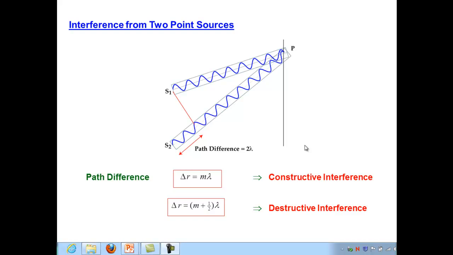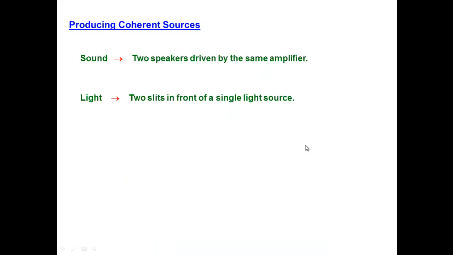So that's the interference from two point sources. And just a reminder, in order for this kind of interference to happen, we need sources that are coherent, which means that whatever phase relationship they begin with, that stays the same all throughout. So we talked about two different ways to achieve this. With sound, we can have two speakers that are driven by the same amplifier. With light, we achieve this by having two slits in a screen that are in front of a single light source.